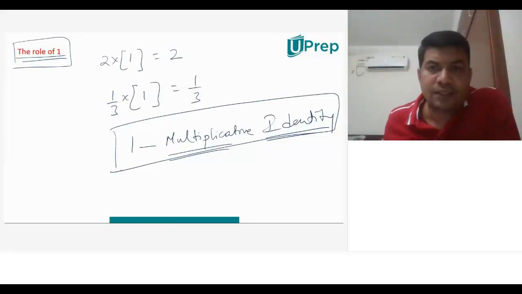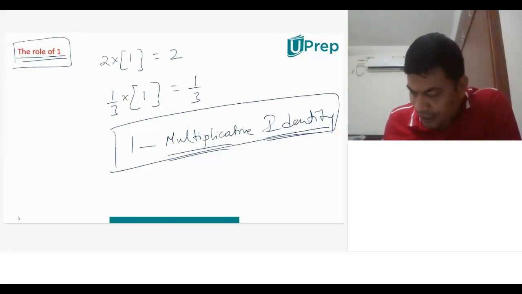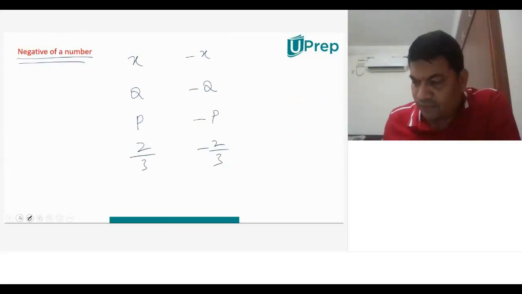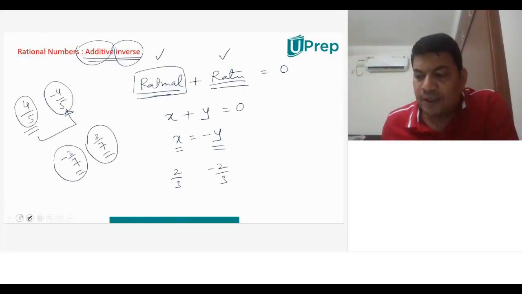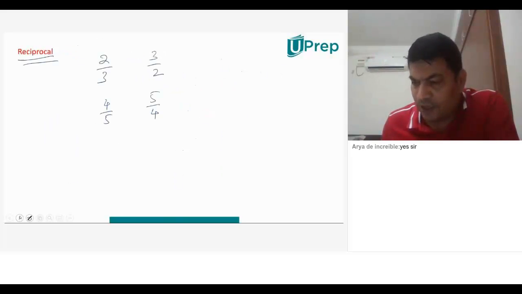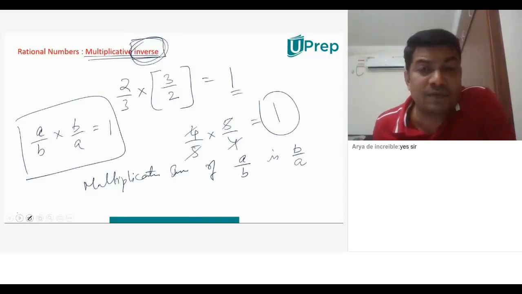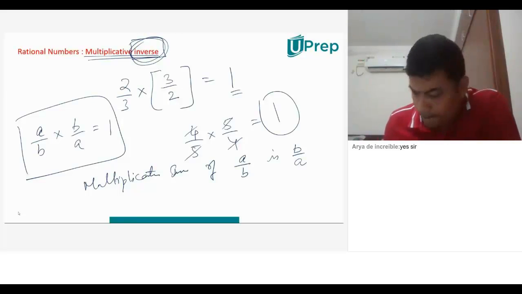So we also looked at the role of 1 in our number system, especially in the context of rational numbers. Then we looked at the negative of a number. We understood additive inverse, reciprocal, and then multiplicative inverse. If we have A by B, what is the multiplicative inverse of A by B? It will be B by A, because the product should give us 1.